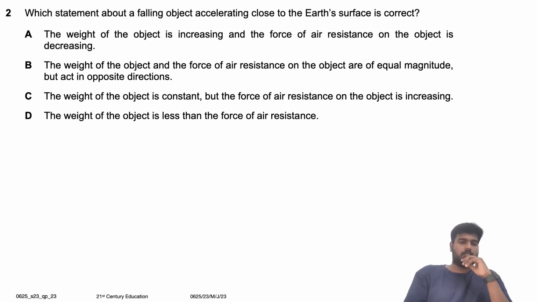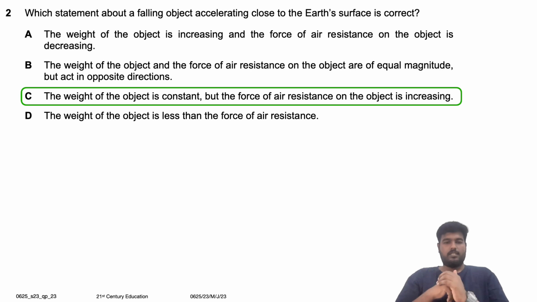Which one gives that one? C. Okay. Maybe it will be informative to see why other options are wrong. The weight of the object is increasing and the force of air resistance on the object is decreasing. Both are wrong because the weight is constant and air resistance eventually will increase, not decrease. The weight of the object and force of air resistance on the object are equal in magnitude but act in opposite directions. If this is the case, then the object will no longer fall down, since its weight is balanced by air resistance. They are equal in magnitude. It will float in the space. So this is not true.